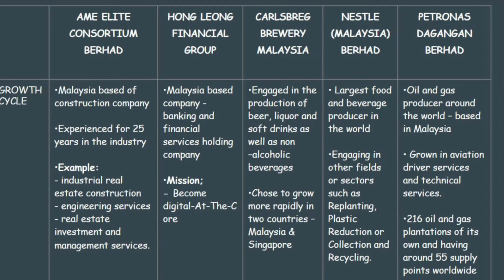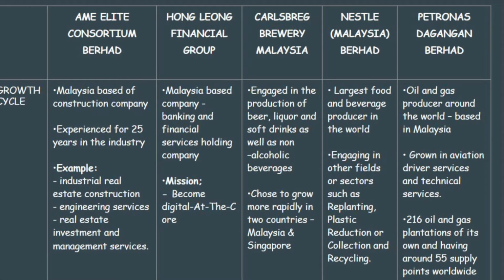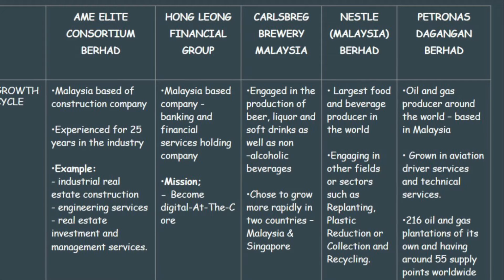The third company is Carlsberg Brewery. Okay, the business of this company is a little different from the others, where this company is engaged in the production of beer, liquor, and soft drinks, as well as non-alcoholic beverages. The second point mentioned here is that they chose to grow more rapidly in two countries, which are Malaysia and Singapore. Clearly, the company is not only growing in these two countries, but in various other countries as well.